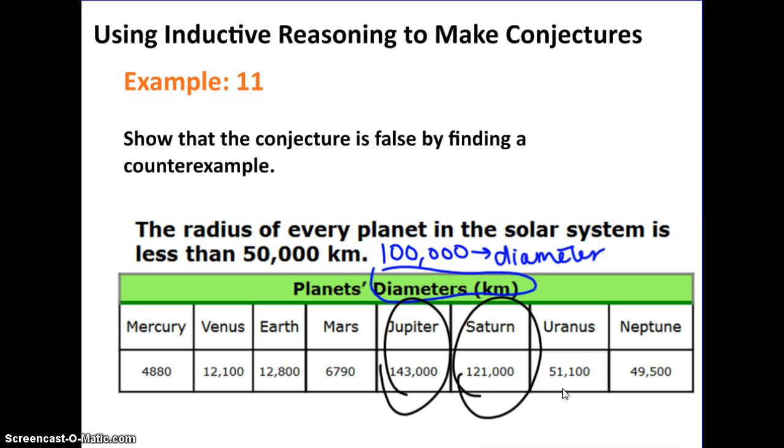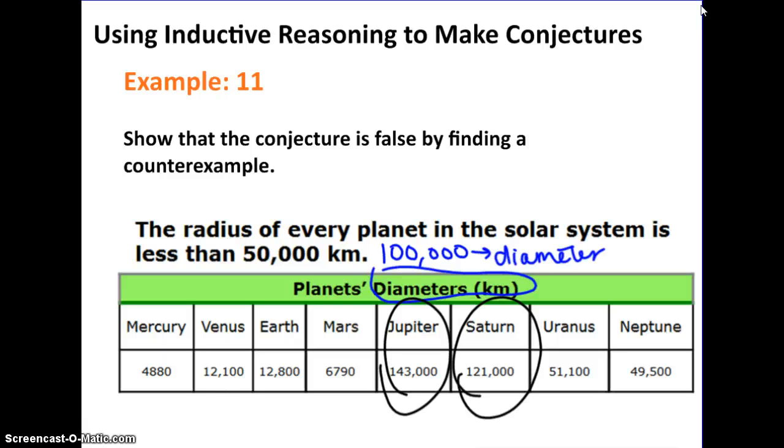You'll notice that Uranus is not an answer because, technically, the radius would be 500-ish, around there. That is less than the 50,000. So you have to be very careful about reading the table and reading the conjecture and seeing the units of measure. It could have been in meters versus kilometers, and what they're actually talking about here.